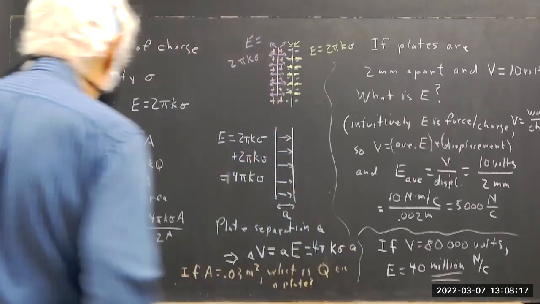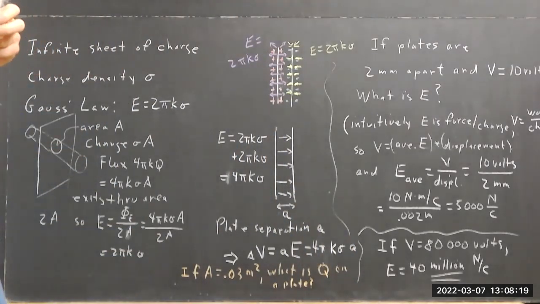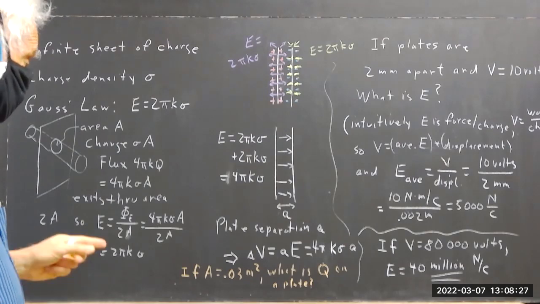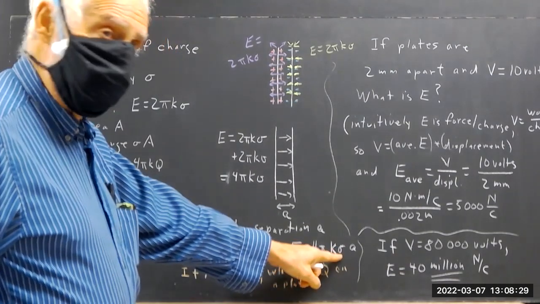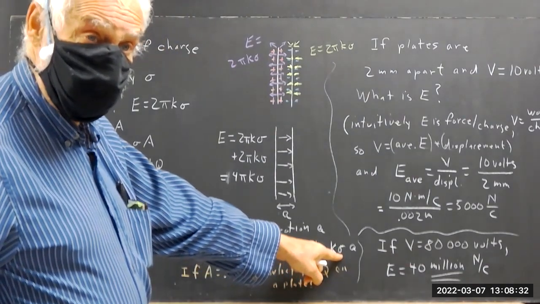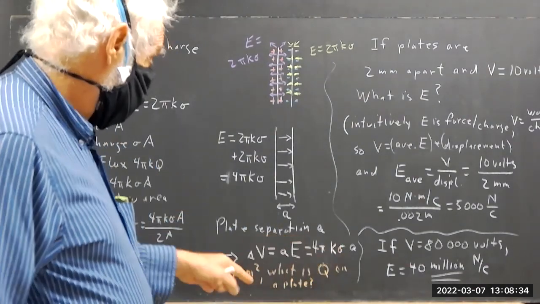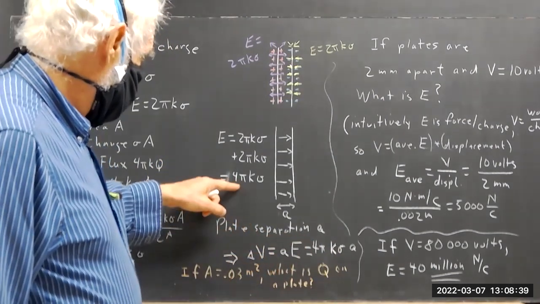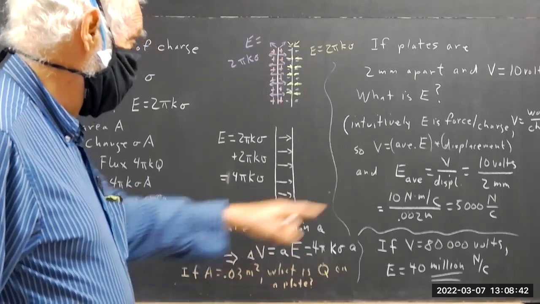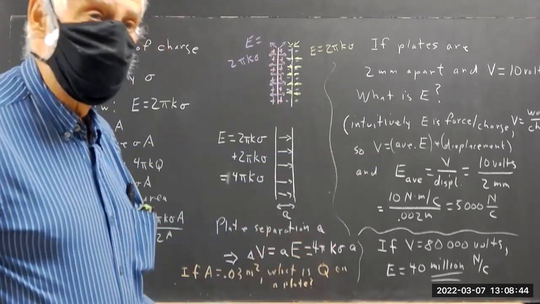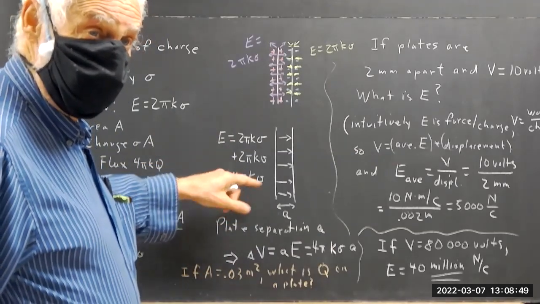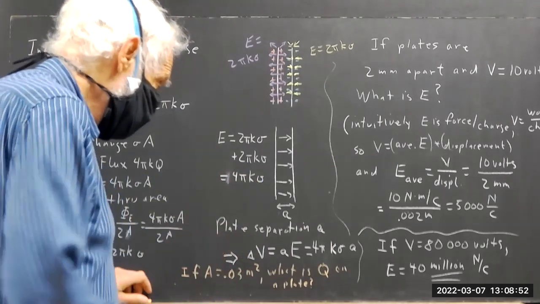I said we can use this or this. Actually, we've got to come back to this. Or we can use this to find sigma. Knowing sigma and the area, we can find the charge, right? So this way or this way, we can find sigma. We can use the voltage to find the charge density, or we can use the electric field to find the charge density. So what's the charge density?